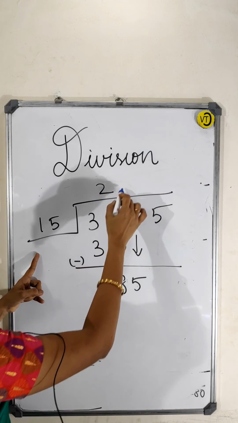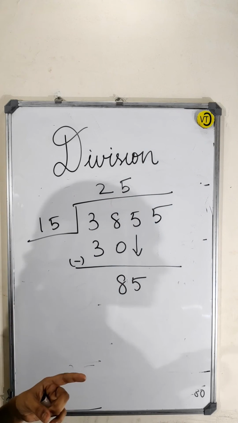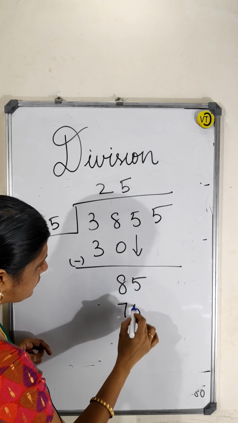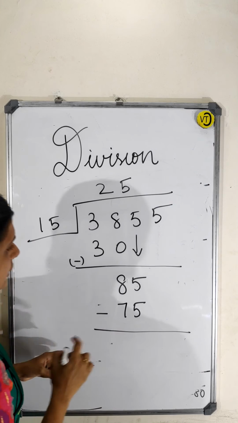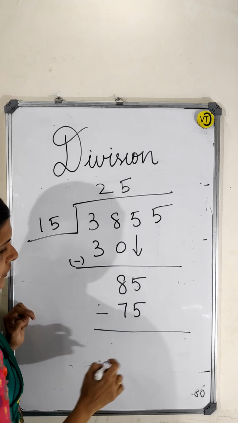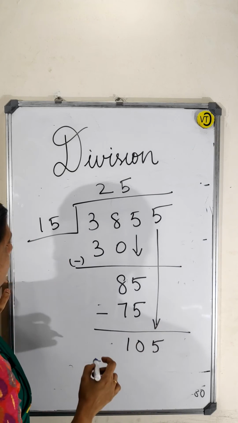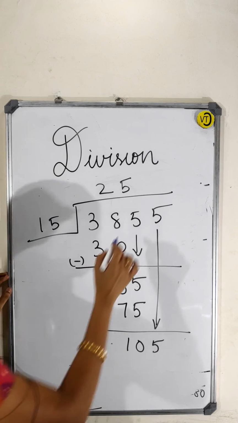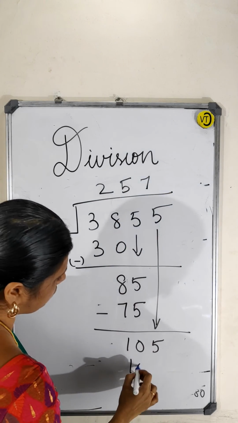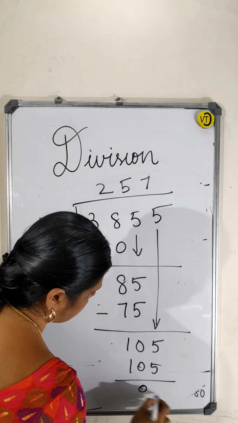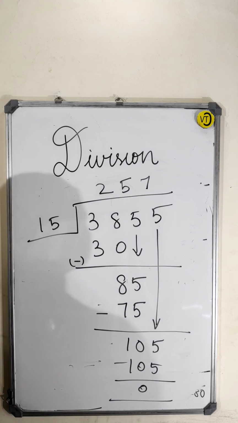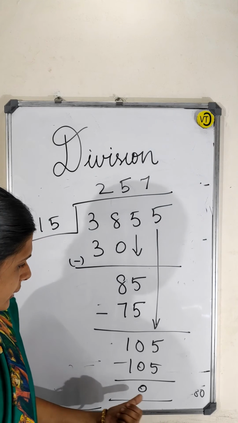So 5 times of 15, that is 75. So you have to subtract it. 85 minus 75 is 10. So again one more number, 105. So what is that? 7 times of 15 is 105. Yes, the answer. So you got the remainder is 0.